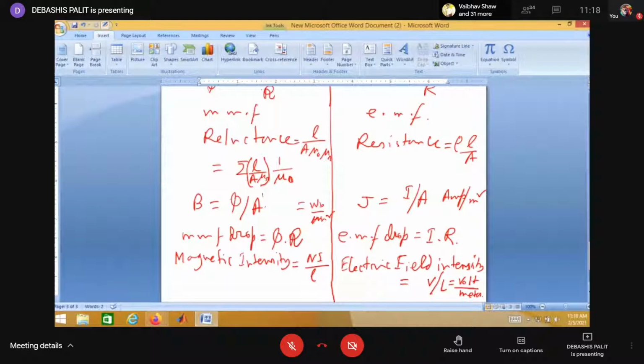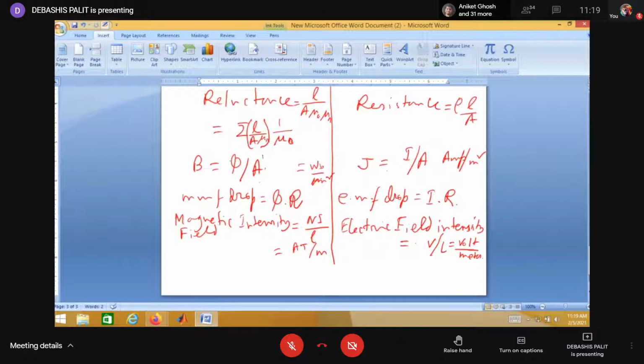It is volt per meter, and it is ampere turn per meter. So magnetic field intensity is analogous to the electric field intensity. Here it is ampere turn per meter, and here it is volt per meter. So ampere turn is analogous to volt. Ampere turn is the magnetomotive force, and volt is the electromotive force.